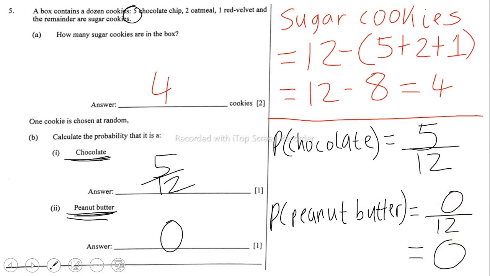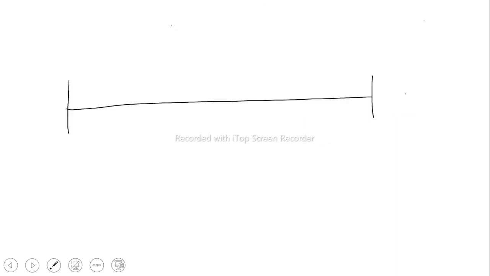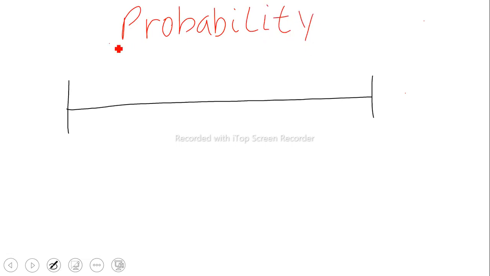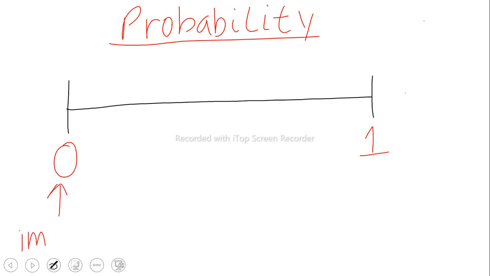Now, it's important to understand what we mean when we talk about probability. So if we have this probability spectrum, this is what is allowed in probability. The probability of something can only be between 0 and 1, where 0 means that it is impossible to happen. It's never going to happen. Give me some things that have a probability of 0.